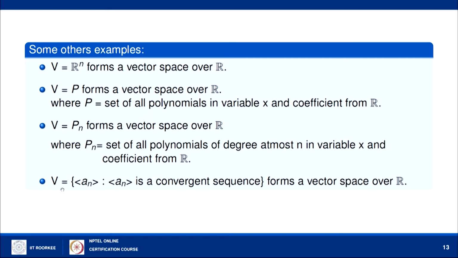If you take V as the set of all convergent sequences, then this set also forms a vector space over the field of real numbers where the operations are usual sequence addition and scalar multiplication. So far we have seen many examples of vector spaces. Let us see some sets that do not form vector spaces.